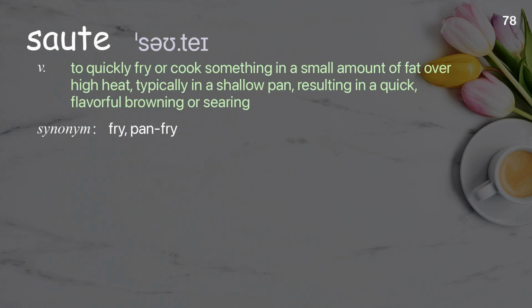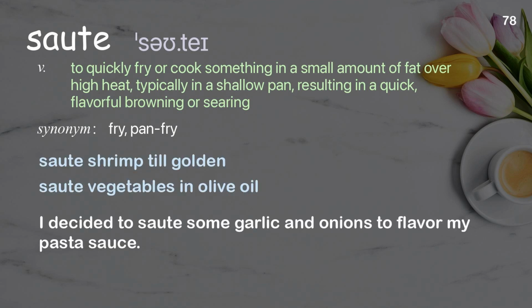Sauté. To quickly fry or cook something in a small amount of fat over high heat, typically in a shallow pan, resulting in a quick, flavorful browning or searing. Examples: Sauté shrimp till golden. Sauté vegetables in olive oil. I decided to sauté some garlic and onions to flavor my pasta sauce.